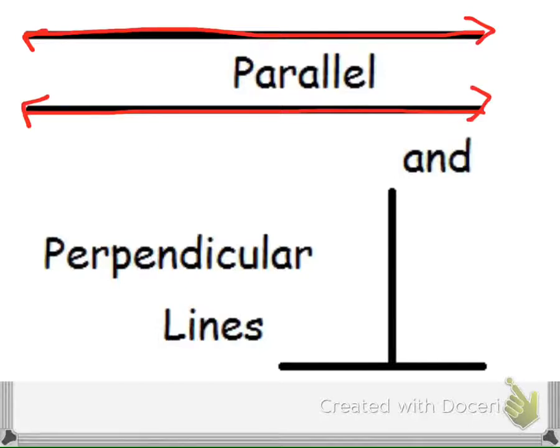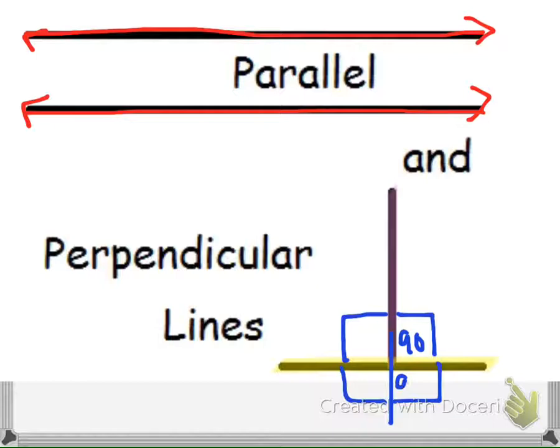Whereas perpendicular lines are going to cross, but not only are they going to cross, they are going to form a 90-degree angle. They're going to form 4 of them. So there's 1, there's 2, and if this kept going here, that would be 3, and that would be 4. It would create 4 90-degree angles.